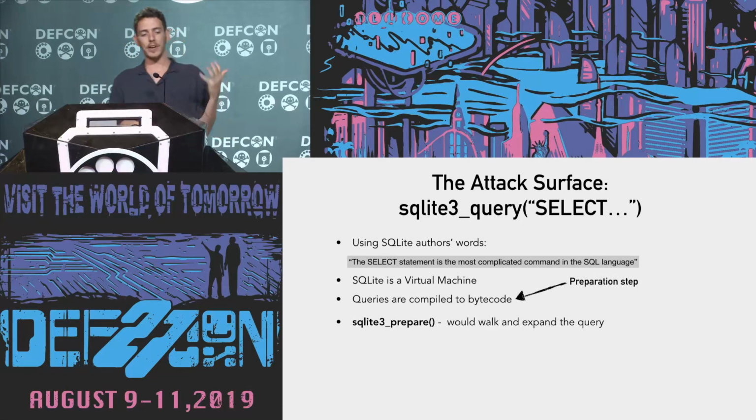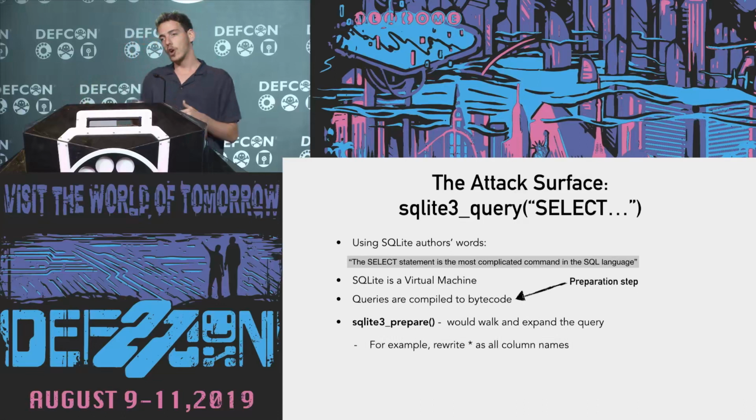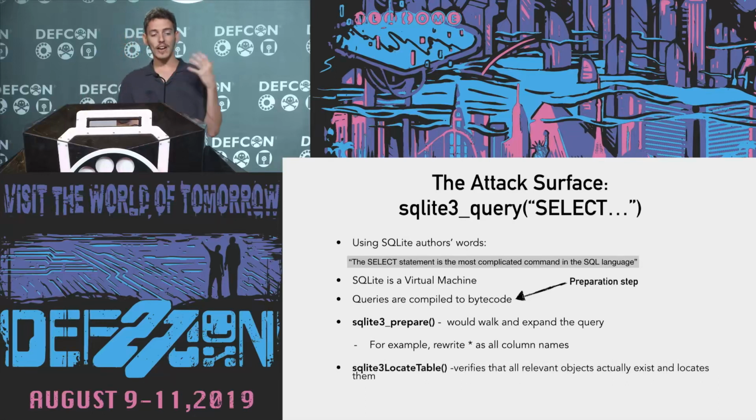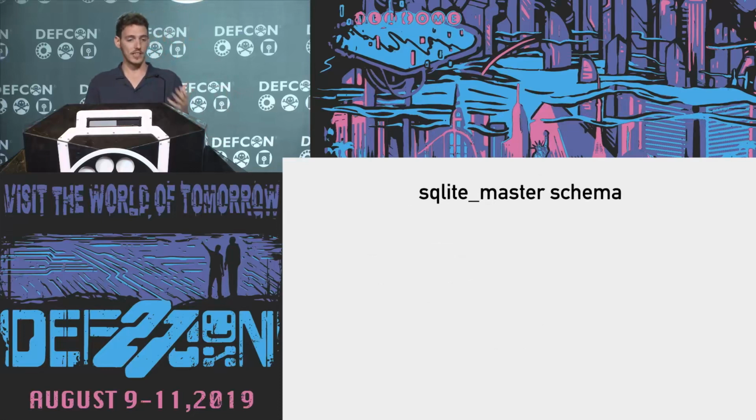So SQLite Prepare would actually walk and expand your query. For example, every time you write an asterisk, it goes behind your back and replaces this asterisk with all the column names. So SQLite locate table actually verifies that all the relevant objects do exist and locates them in memory. So where does this object exist?